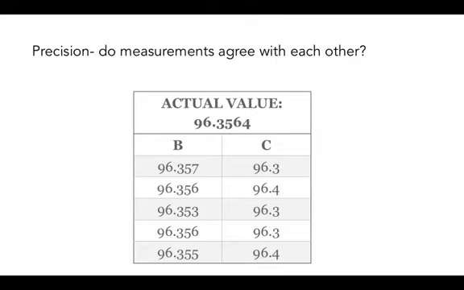In data set C, we have a range of plus or minus 0.1. Our highest value is 0.4 and lowest value is 0.3. So very consistent measurements in group C.